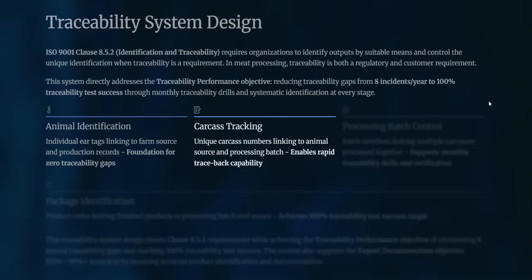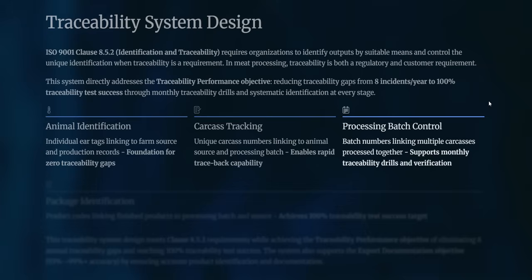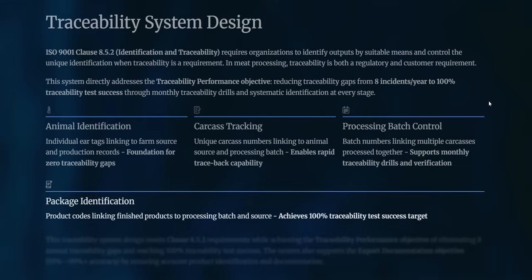Secondly, what do you do? Carcass tracking. This must ensure a unique carcass number linking animal source and processing batch, and this will enable rapid traceback capability. Thirdly, what do you do after the carcass tracking? Processing batch control. You must ensure here that batch numbers link multiple carcasses processed together. This will support the monthly traceability drill that we have designed and will support the verification.